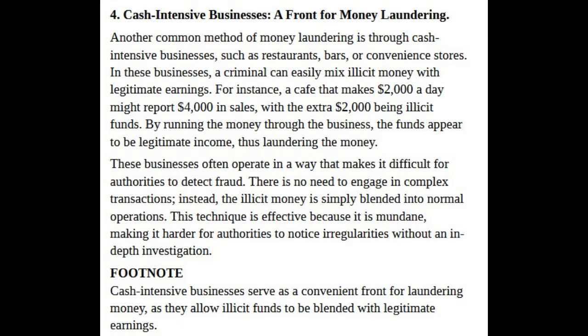4. Cash-intensive businesses, a front for money laundering. Another common method of money laundering is through cash-intensive businesses, such as restaurants, bars, or convenience stores. In these businesses, a criminal can easily mix illicit money with legitimate earnings. For instance, a cafe that makes $2,000 a day might report $4,000 in sales, with the extra $2,000 being illicit funds. By running the money through the business, the funds appear to be legitimate income, thus laundering the money.